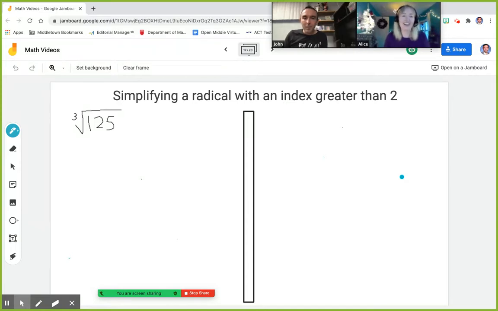So to start, first I just want to talk through our title here, simplifying a radical with an index greater than 2, because that alone can seem a little intimidating. But if we just break it down, the radical, that's just this square root sign. And then the index is this number here. If there's no number there, it's a 2. In this case, though, there is a number there. It's a 3, which is why it's greater than 2. Simplify, obviously, we want to make it as clean as we can. So I'm just going to dive in and do this problem.